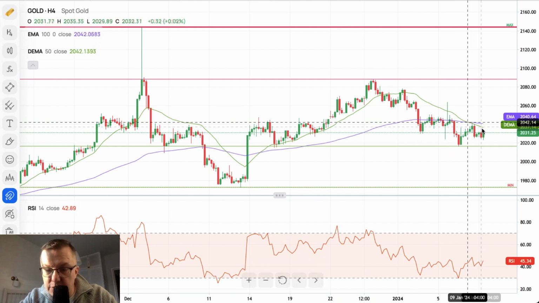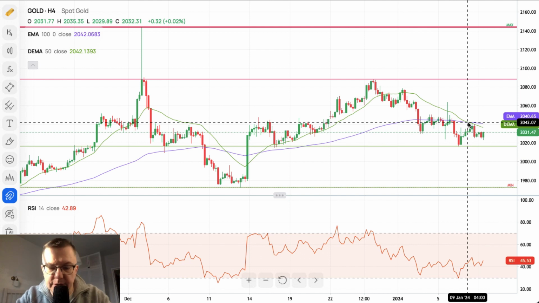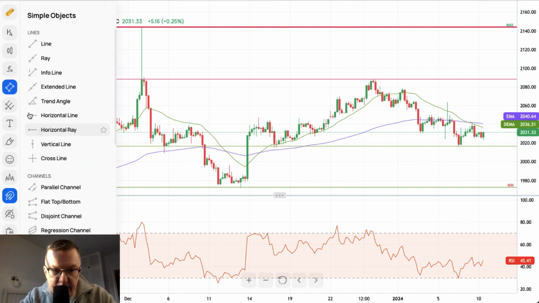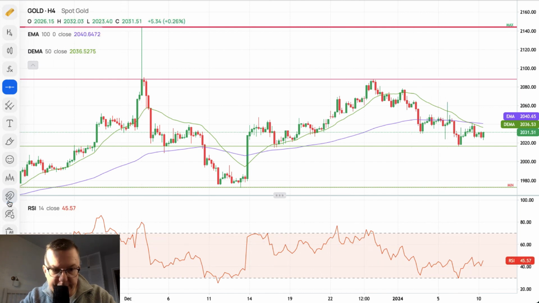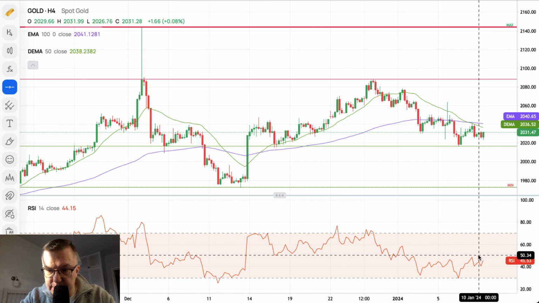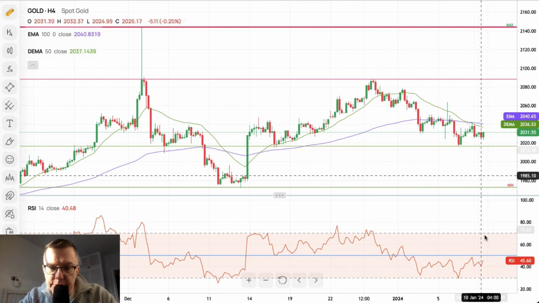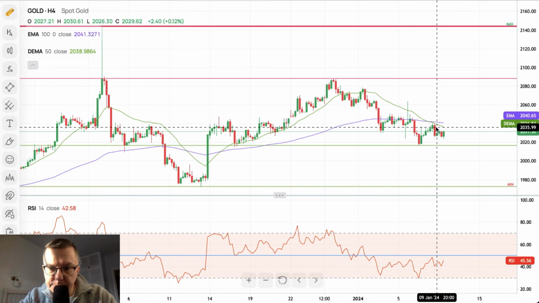We are trading below the 50 and 100 period moving averages on a 4-hour chart, which is roughly considered bearish for the price of gold in the short term. Momentum is negative. If we place our line here on the level of 50, we can clearly see that the market keeps trading below it. It tried to move higher, right? But it fails.